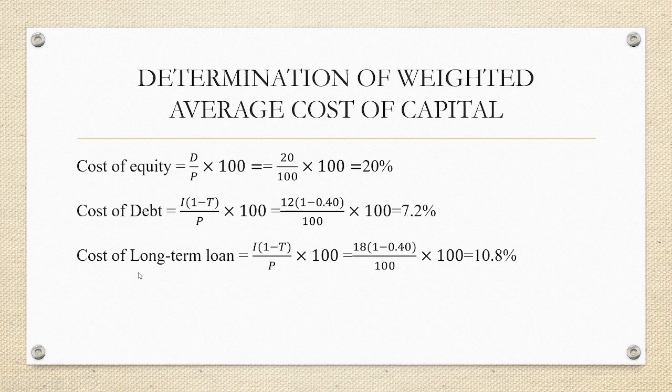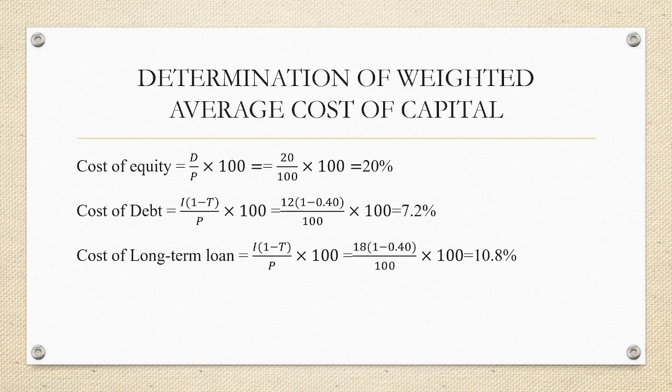The next is cost of long-term loan. Again, I into 1 minus T divided by P into 100. That is 18 into 1 minus 0.40 divided by 100 into 100 is equal to 10.8%. Instead of doing it this way, we can do it as 18% into 1 minus 0.40 which is equal to 10.8%. So we have found out the cost of equity, cost of debt and cost of long-term loan.